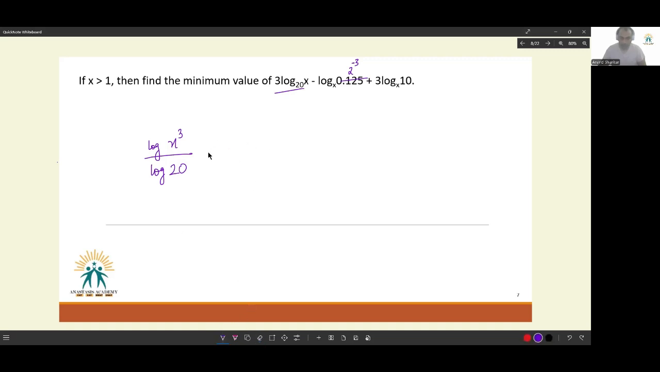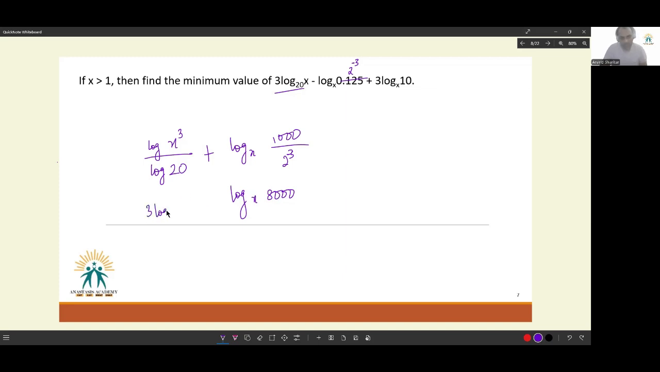Let me rewrite these terms. First, I will write down log to the base x, 10 raised to the power 3 is 1000. And then I will divide it by 2 raised to the power minus 3. So I can bring it to the top. This is minus 3 right now. So it will turn to log x 8000. Okay. Very nice. See what this gives me.